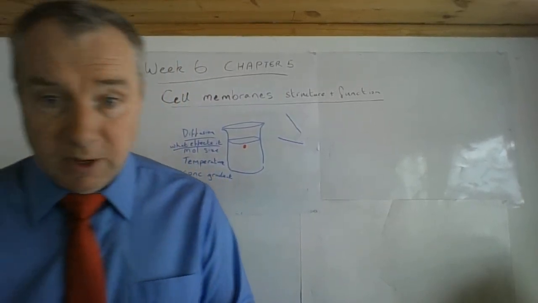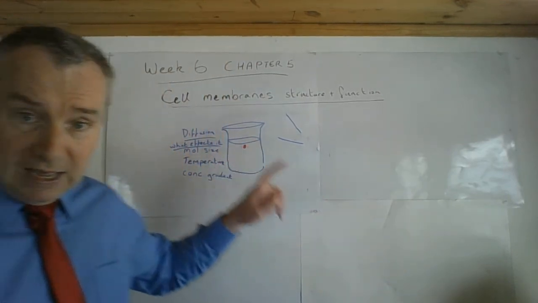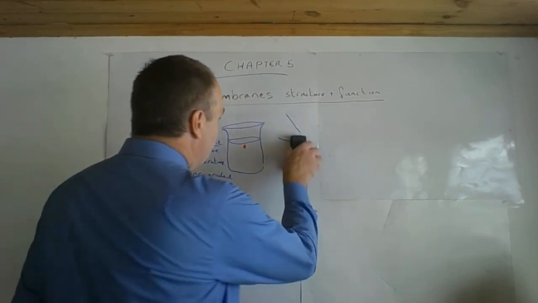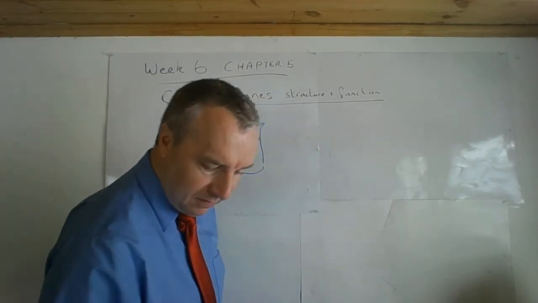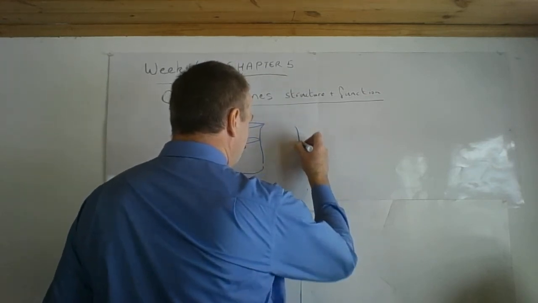Now, I want to talk about diffusion. There is no membrane involved in diffusion, and I want to talk about osmosis. Osmosis differs from diffusion because there is a membrane involved.